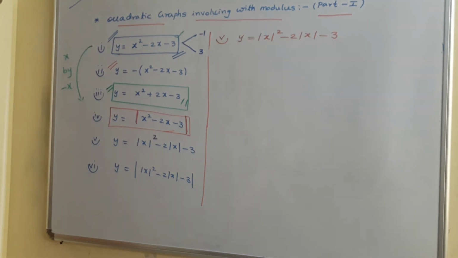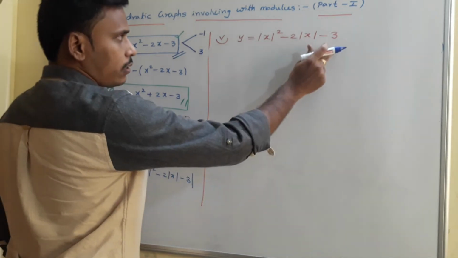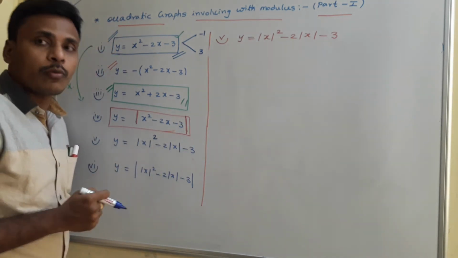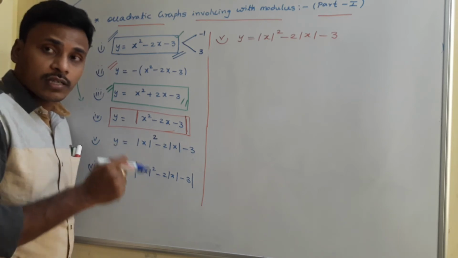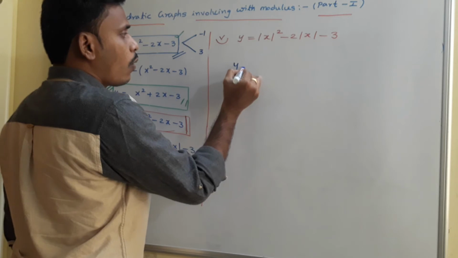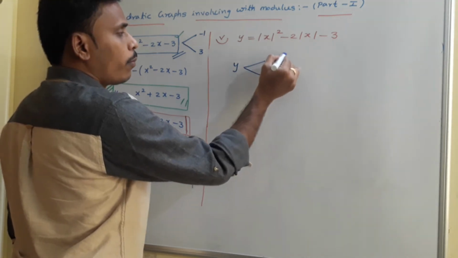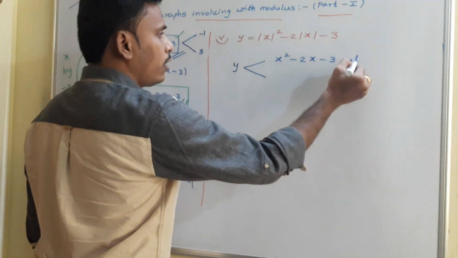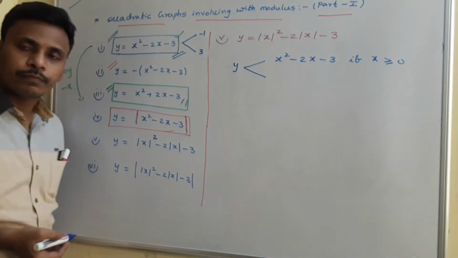Next one is the fifth graph, y is equals to mod x square minus 2 mod x minus 3. Because modulus is there for x, you just think about x. If x is positive, you need to proceed in one way. If x is negative, you need to proceed in the other way. So I will write it like this. Y can be expressed in two ways. If x is positive, mod x is directly x. So x square minus 2x minus 3 if x is greater than or equals to 0, no problem.